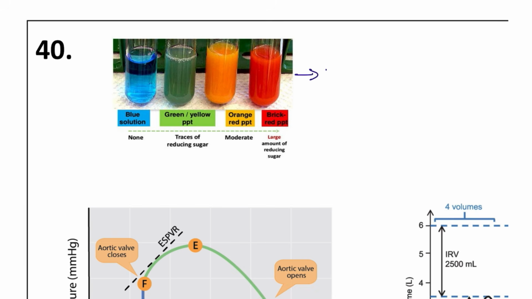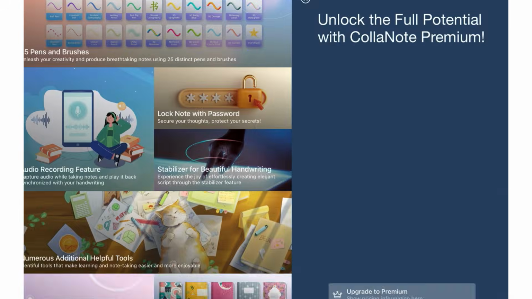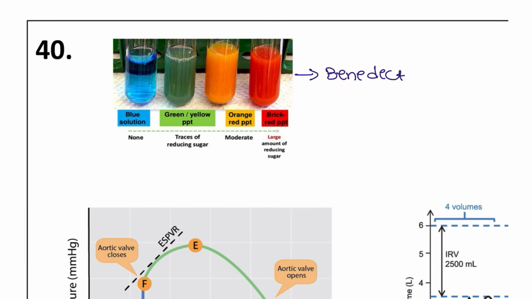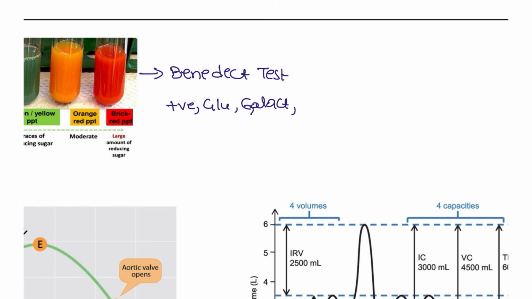And this test is known as a Benedict test. And Benedict test is positive for the glucose, galactose, okay, and also fructose, even vitamin C. It will be positive, but it is negative for the sucrose.